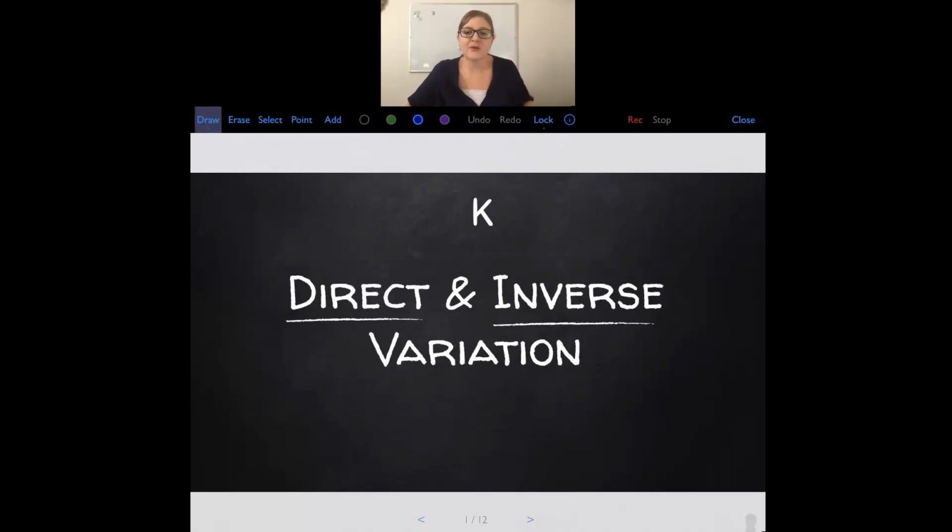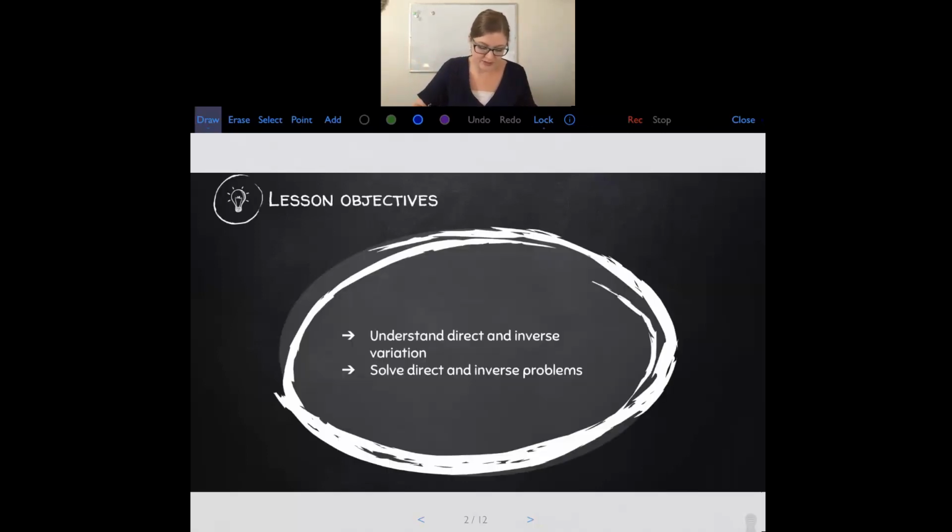In this lesson, we are going to go over direct and inverse variation. I put a K up at the top as our little icon here, and we'll talk about how that's going to be important as we go through. So our objectives are to understand direct and inverse variation, and then we'll solve direct and inverse variation problems.